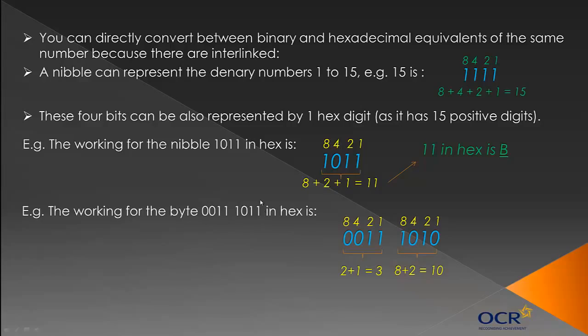If you look at binary, you look at them together. If you look at hex, you look at them individually. So we've got to look at them individually like we did here. We add up what they mean. So 2 plus 1 is 3, and 8 plus 2 is 10. So what this means is, as we know, 3 in hex is simply 3, and 10 in hex is A. And so, ta-da, our byte in hex is 3A.